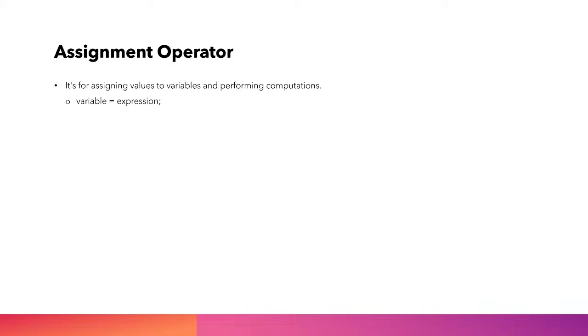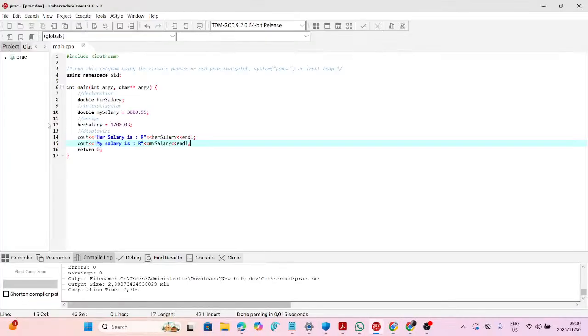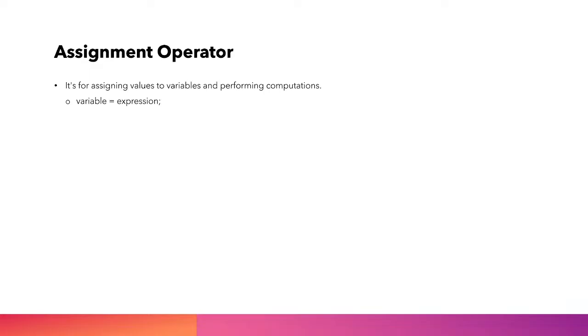The assignment operator is just for assigning values to variables, and performing computation. This is how you must have it in mind: variable equals an expression, which equals its value. I did assignment here. You see variable, expression, a value. Simple as that. There I'm just assigning. But there is another thing, which is performing computation.